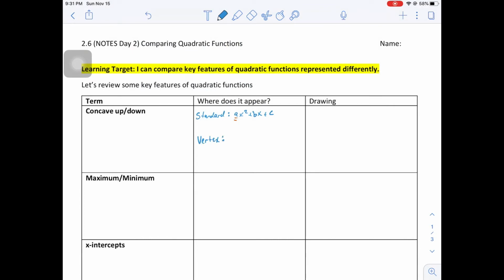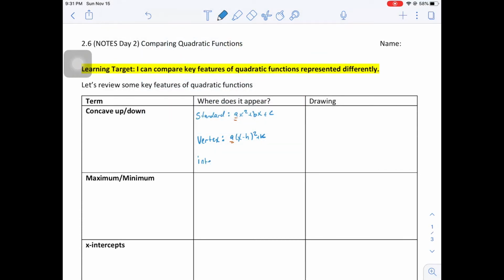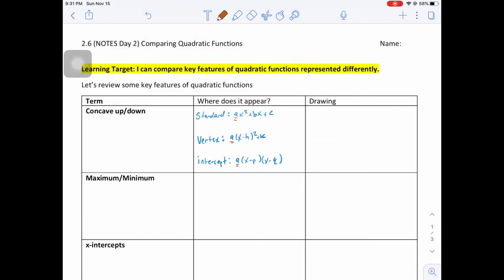In vertex form, we have a times x minus h squared plus k. Again, the a value at the front is going to tell us the concavity. Finally, we have intercept form, which is a, x minus p, x minus q, and it's always that a value. It tells us concavity. What does it tell us about the concavity?